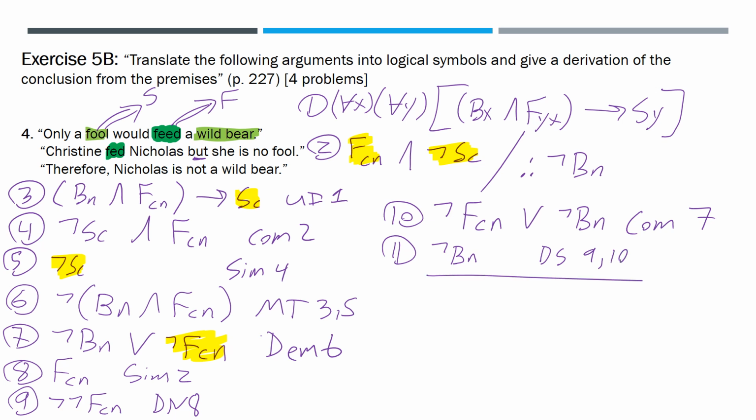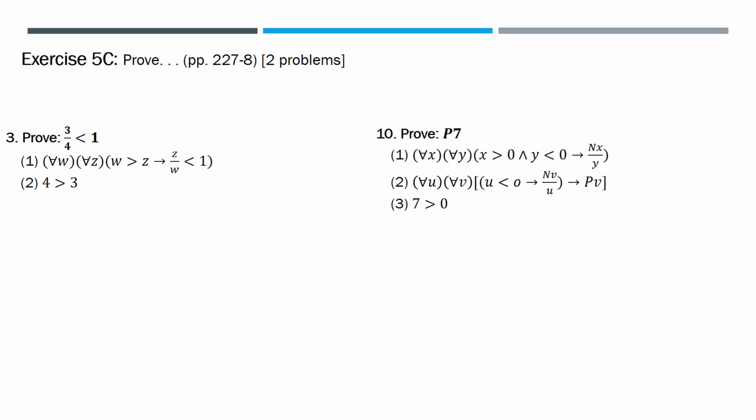And so we have reached our conclusion. It does follow that Nicholas is not a wild bear. Let's look at exercise 5C. I'll do 2 problems here, number 3 and number 10.